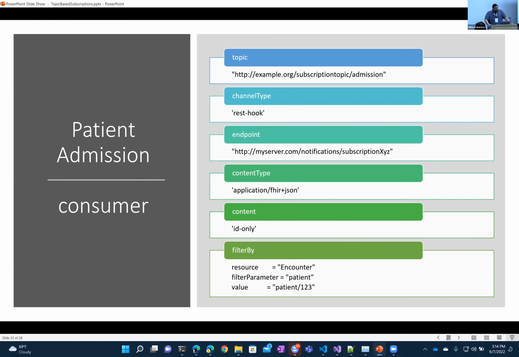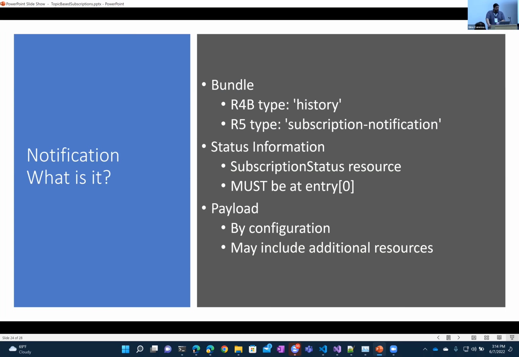So this is just going through and filling out the same thing, looking at what those elements actually are and what their values would be in the FHIR model. So what do you get? What is a notification? We mentioned it several times by this point. Again, it's a bundle. In R4B, it's a history bundle. In R5, it's a subscription notification bundle, clearly named. The first thing it has is a subscription status, and this is the kind of meta information about what's going on. We'll dive into that, and then it'll have payload.